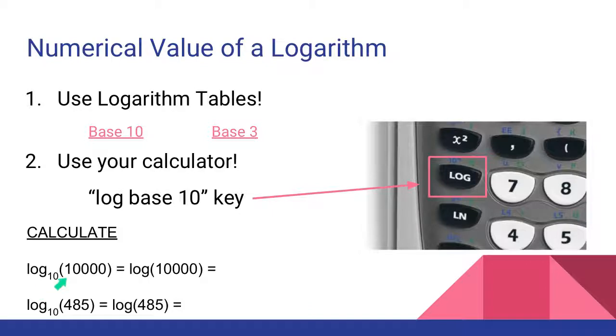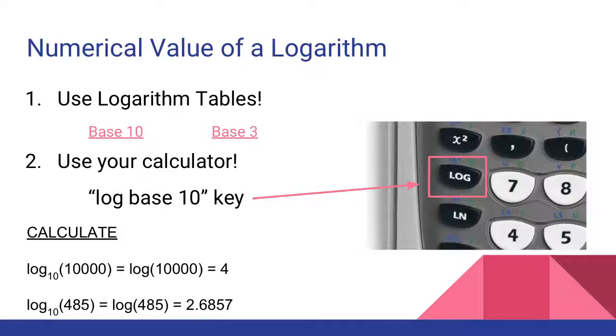You have log base 10 of 10,000, which is the same thing as log of 10,000. Anytime you have a base of 10, you don't even need to write that base in your logarithm. You just have a log sitting there. So log of 10,000 is the same thing as log base 10 of 10,000. Same thing here: if you had log base 10 of 485, you could just write log of 485. Just keep in mind, anytime there's no base written, it's automatically implied that it is a base of 10. And if you type log of 10,000 into your calculator, you'll get 4.